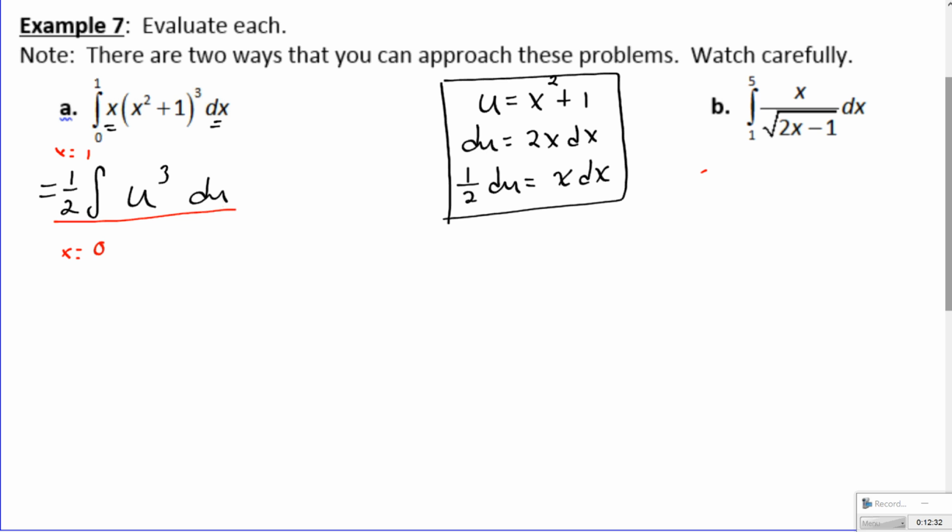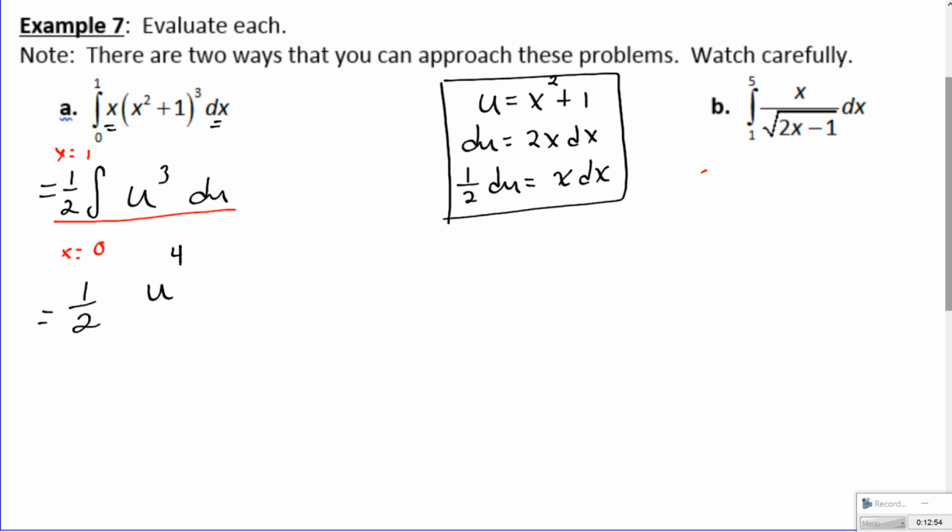Now, if you did it on the AP test and you wrote that those were x values, they will go along with you then. They realize that you understand that you have a mismatch of variables going on, and you're in an intermediate stage of working through the problem, and they will allow that. All right, so let's actually integrate this.